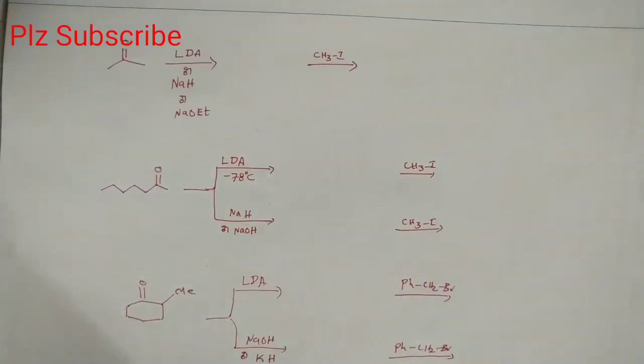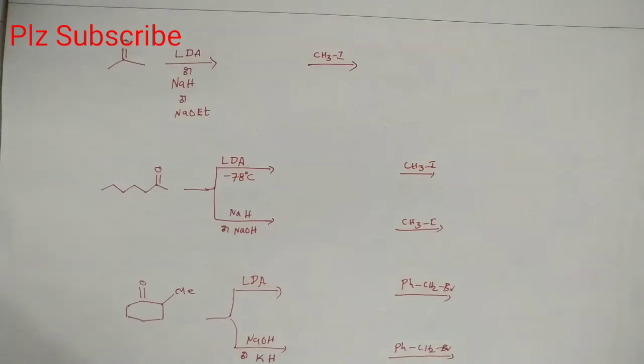Hello students, in this video we will discuss the alkylation of carbonyl compounds. That means the alkylation of enolates. Generally, from carbonyl compounds in the presence of an alkali medium, that is a basic medium, we get enolates. The enolates react with alkyl halides, so the hydrogens in the carbonyl compounds are replaced by alkyl groups. That's why it is an alkylation reaction through enolate formation.